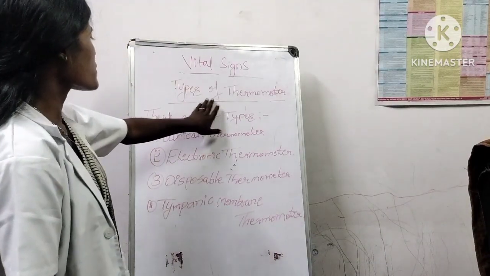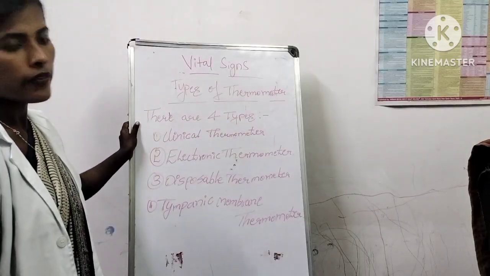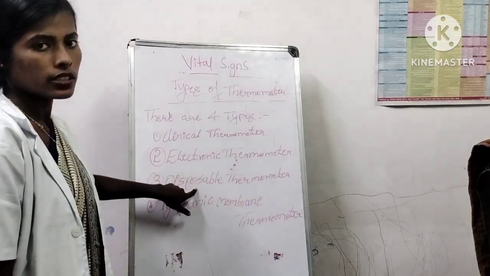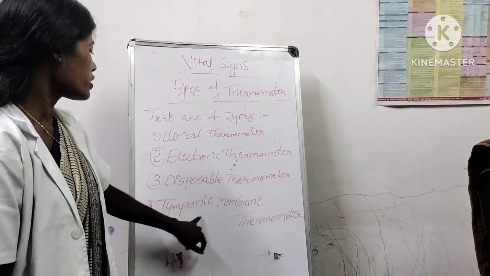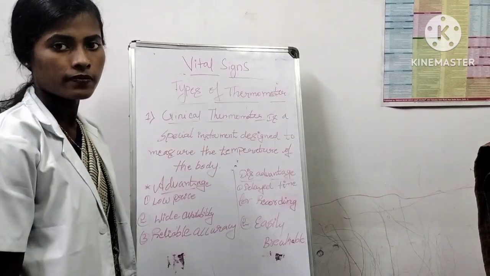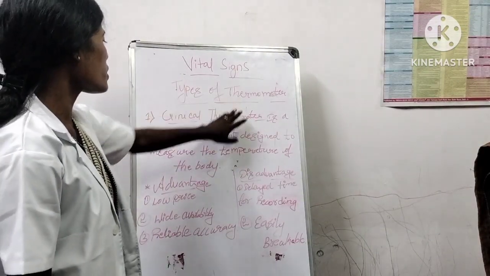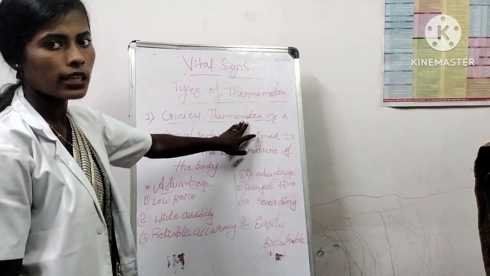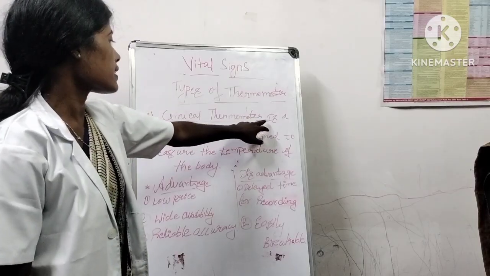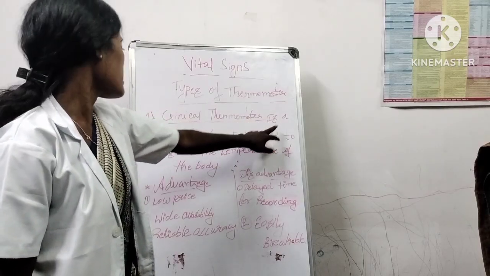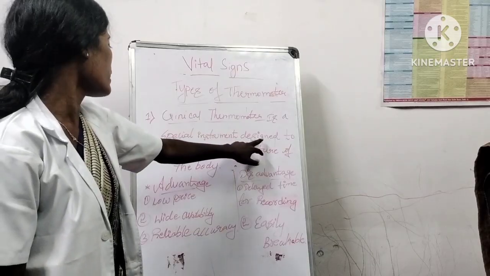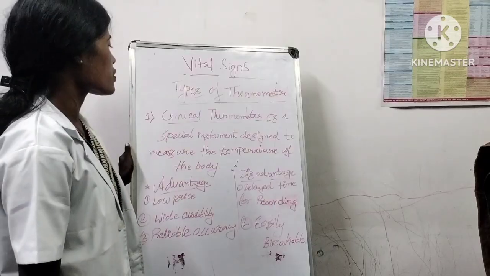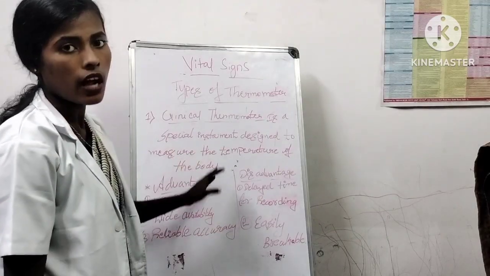Now the types of thermometer. There are four types. First is the clinical thermometer, second the electronic thermometer, third the disposable thermometer, fourth the tympanic membrane thermometer. First we are seeing the clinical thermometer. What is a clinical thermometer? A clinical thermometer is a special instrument designed to measure the temperature of the body.